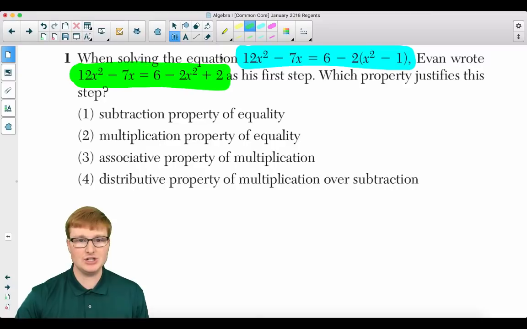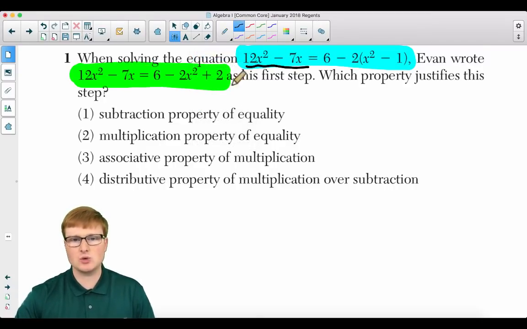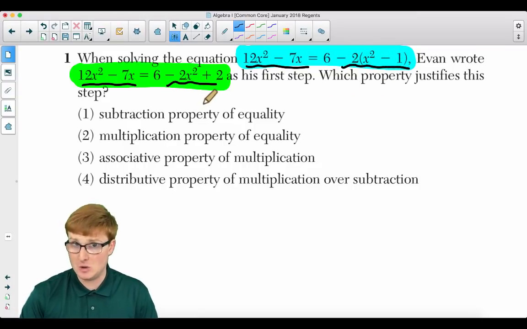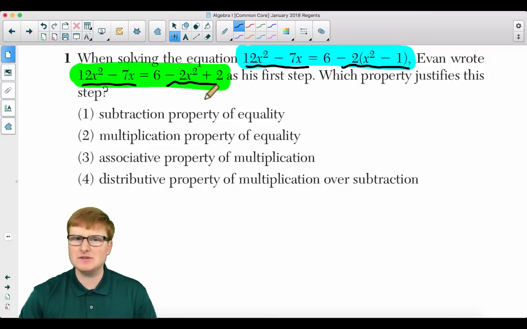Well, what did Evan do? Well, the left-hand side, the 12x squared minus 7x, is the same thing as the 12x squared minus 7x, so that's fine. The 6 is still there, but now all of a sudden he changed the negative 2 times x squared minus 1 into negative 2x squared plus 2. What could he possibly have done to result in this expression over here? Well, Evan distributed the negative 2.